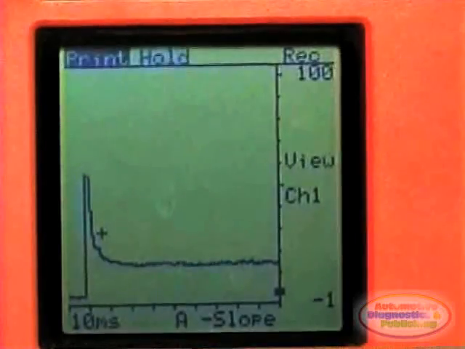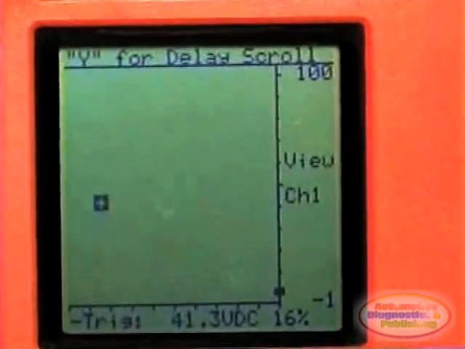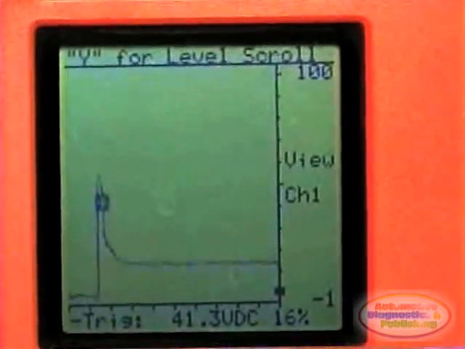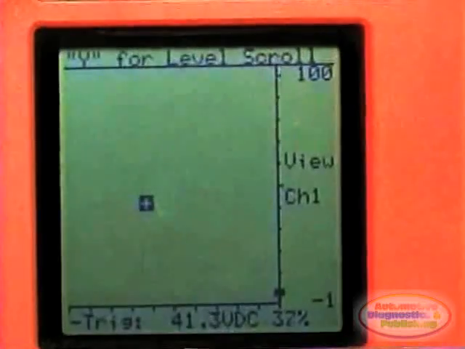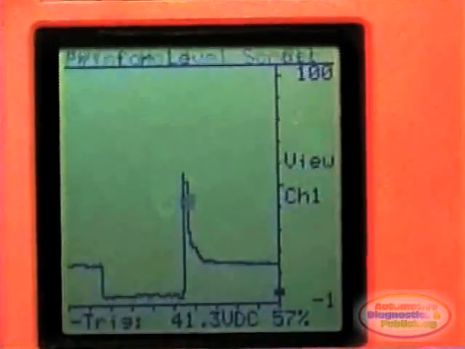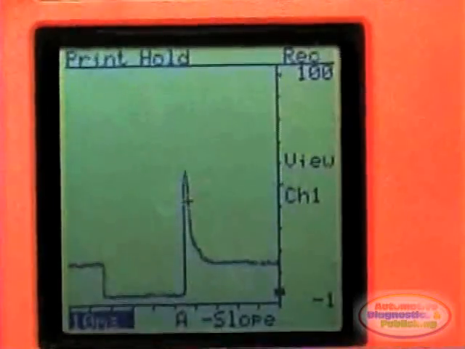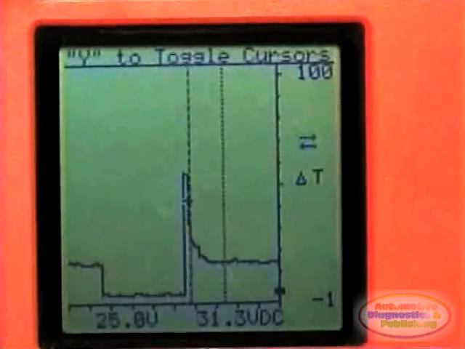The spike that you see on screen now is the collapsing magnetic field. Again, don't be confused if the spike proves to be lower than normal. Oftentimes this spike is clipped by the ECM's internal transistor. Here we can see that this particular spike is at 54 to 55 volts. This injector waveform is not clipped by any internal circuitry.